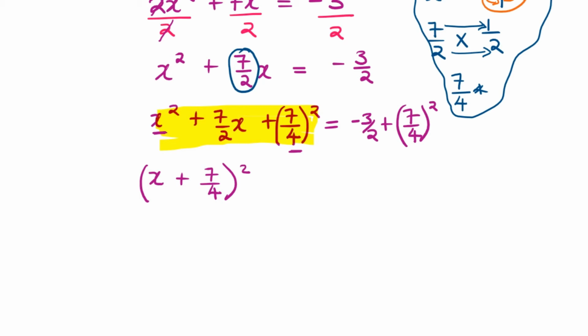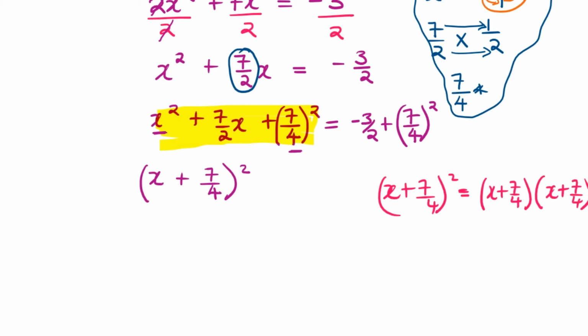So roughly here, this x plus 7 over 4 squared is the same as x plus 7 over 4 multiplied by itself, x plus 7 over 4, because we are saying squared. So if we multiply x times x there, it will be x squared. x times 7 over 4 will be plus 7 over 4 x.